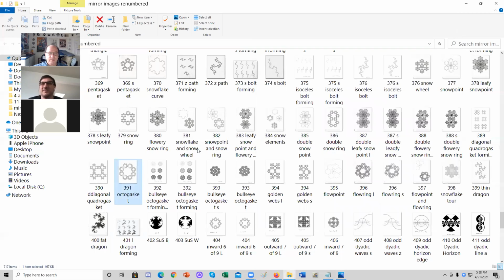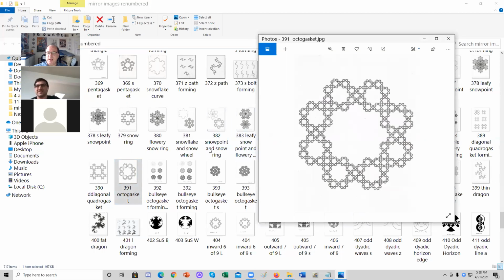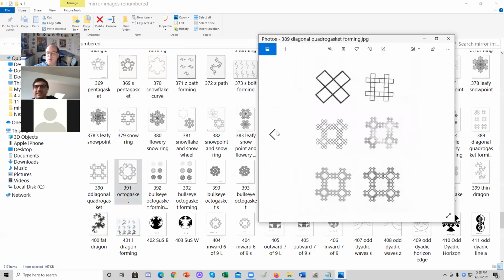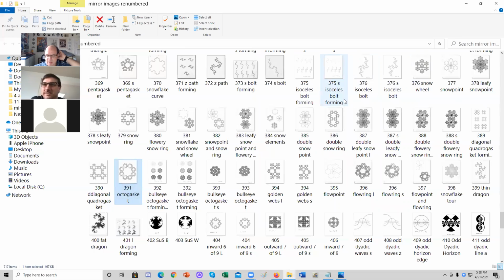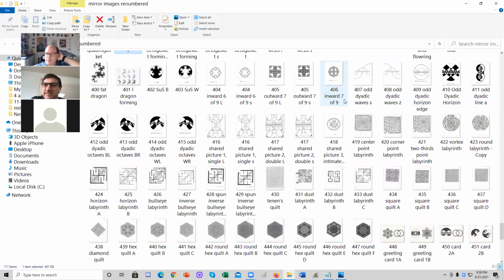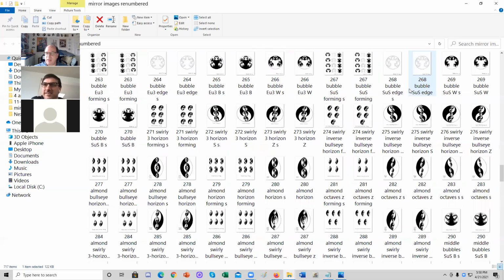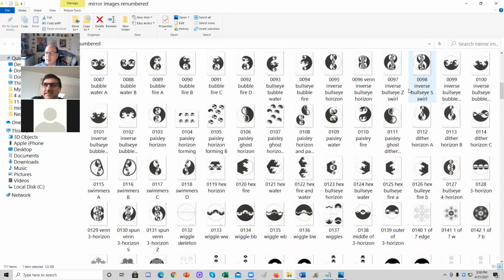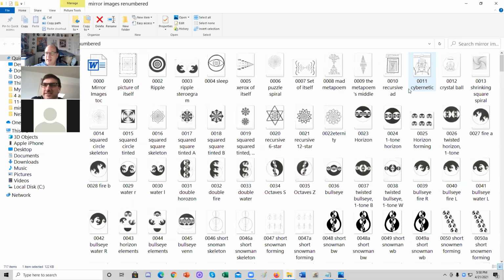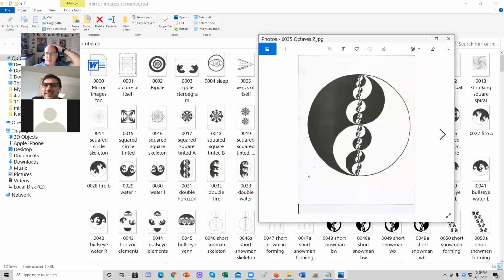Yeah. So it's stuff. Or here's a more conventional one: octagasket, diagonal quadrigasket. Here's how it starts. Here's how it's formed. 4 squares in the diagonal, and you put the replace. Stuff. Huh. One of my recent ones that I kind of like. Well, hold on. I should show you one of the classics. I really do think it's a classic if I can find it. Just a moment. There we go. Octaves. Yeah.